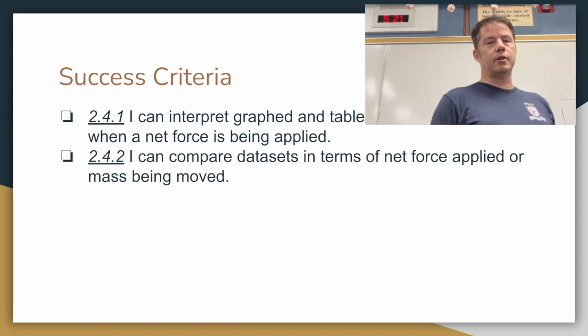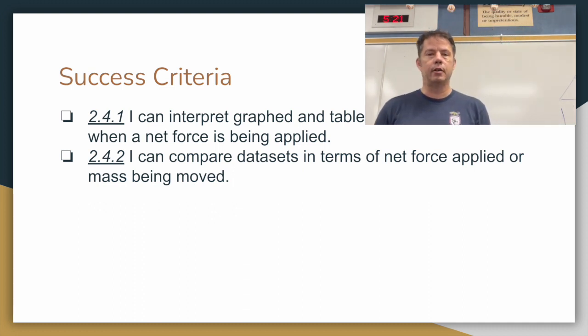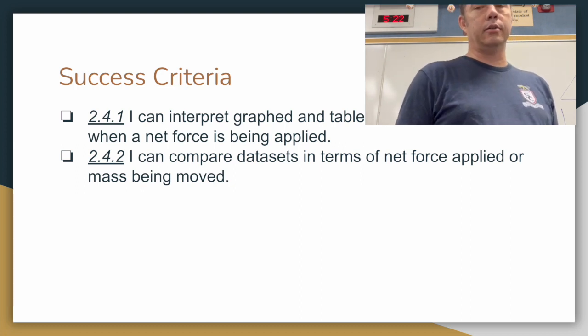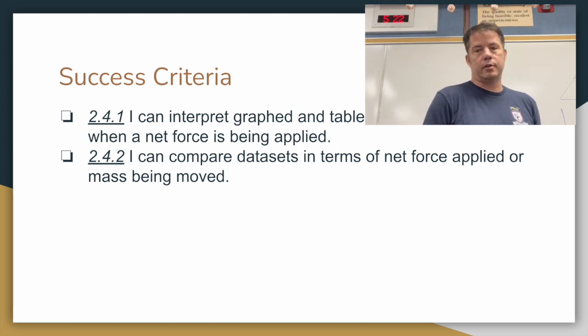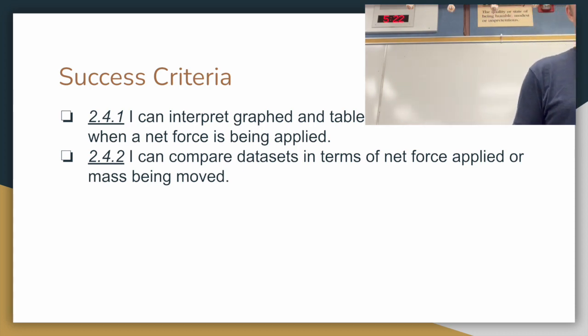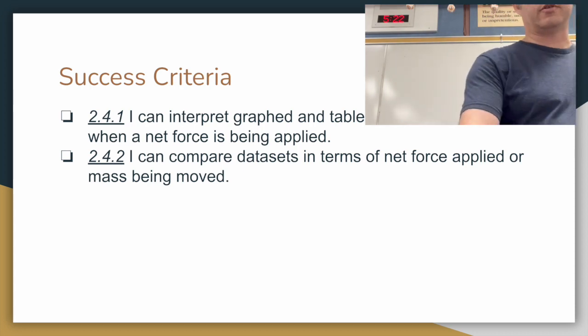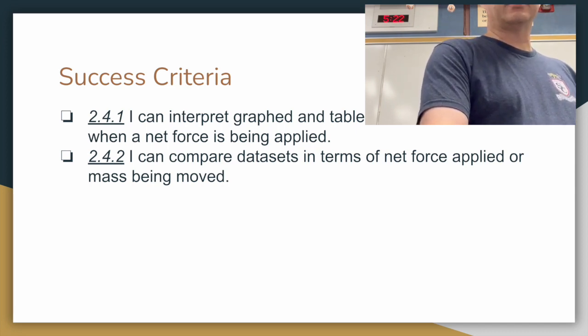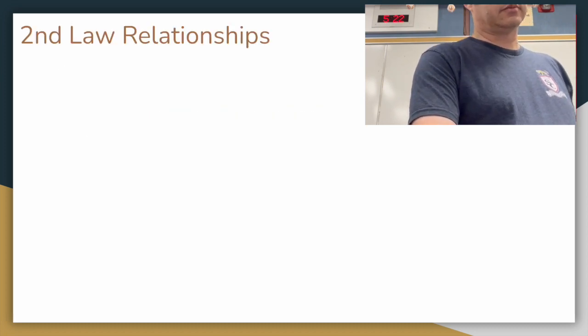So our success criteria, first, we're going to interpret graphed and tabled data sets to determine when a net force is being applied. So we're just going to look and see, is there a net force? 2.4.2, I can compare data sets in terms of net force applied and relate it to the mass that's being moved. So we're going to be looking at, if I have some information, what force is being applied, if any, and then we're going to look at some and go, what kind of mass are we dealing with?